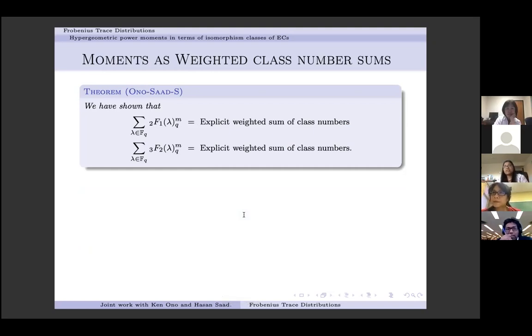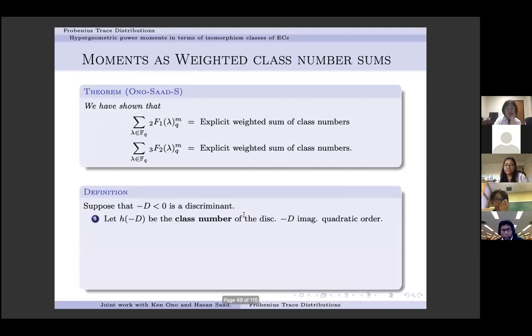While calculating the moments for these two functions, 2F1 and 3F2, we end up having the moments in terms of weighted sums of class numbers. Let me just remind you quickly what a class number is. If -d is a discriminant, then h(-d) is the class number of the quadratic order of discriminant -d. Then its Hurwitz class numbers are of two types.